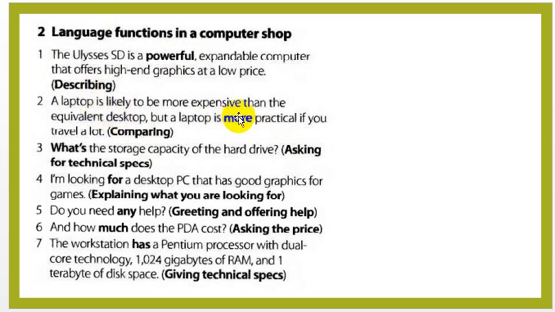Here is the mistake, and what kind of sentence it is comparing. Here is the mistake, what kind of sentence it is asking for a technical specs or a specification. I am looking for a desktop. Here is the mistake, and this sentence is explaining what you are looking for. Do you need any help? This is the mistake. Getting and offering help.